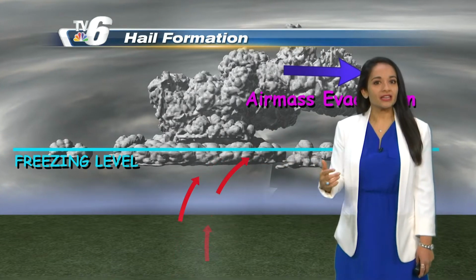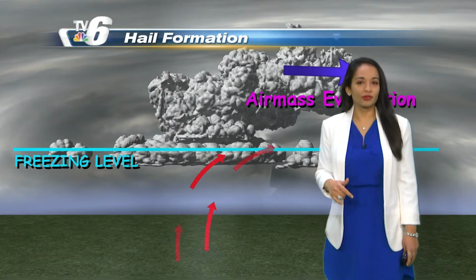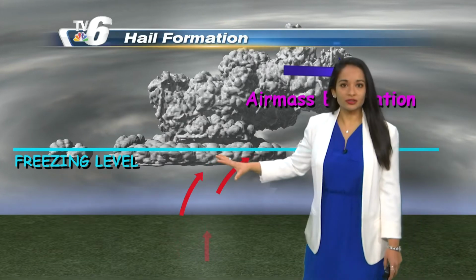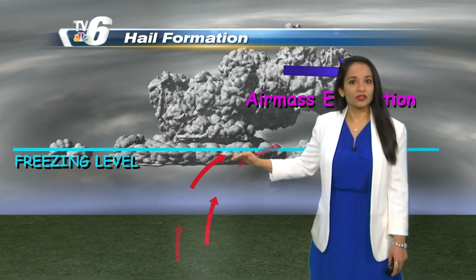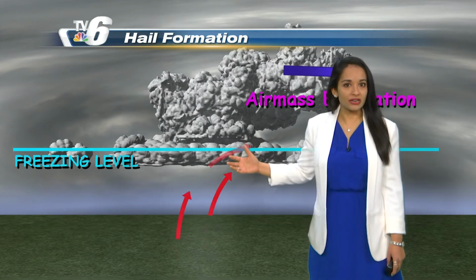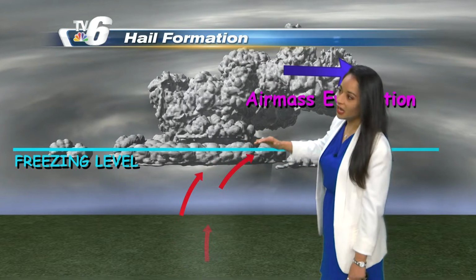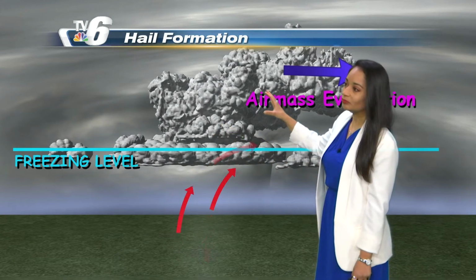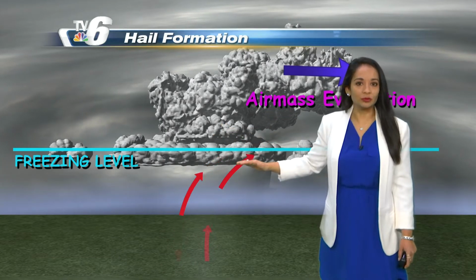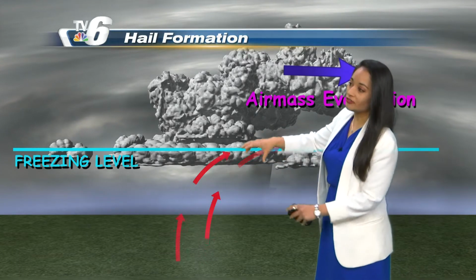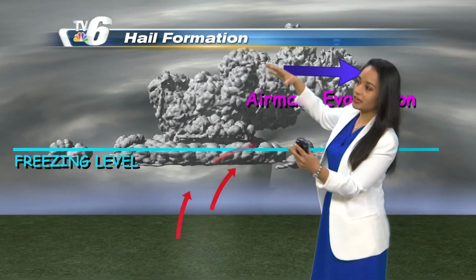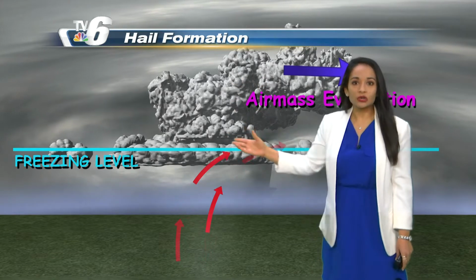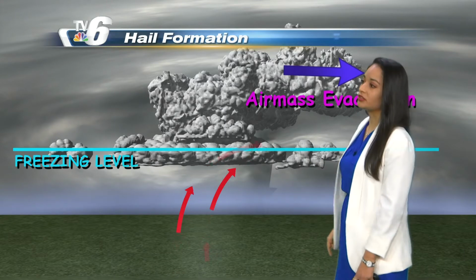But the key ingredient is a low freezing level. Here's your freezing level. The freezing level marks the point where the temperature within the cloud gets to about 32 degrees. So freezing, and then above it is cold air within that cloud. So essentially a low freezing level means that you will eventually have a wider area within that storm cloud for that hailstone to continue to bounce around within the storm.